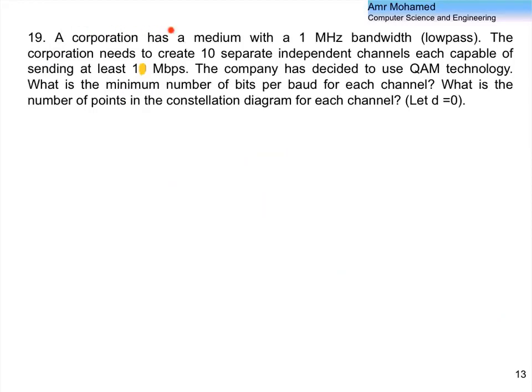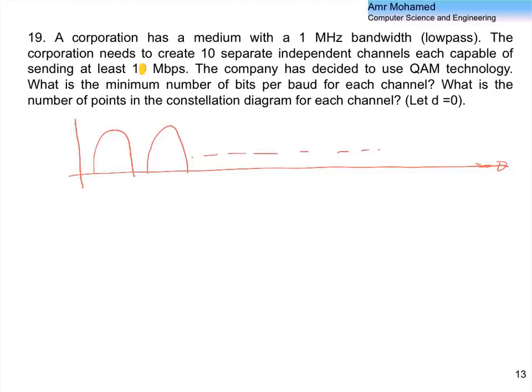We have a corporation that has a medium with 1 megahertz bandwidth. The corporation needs to create 10 separate independent channels within that bandwidth. So if we were to draw the spectrum for these 10 channels, we have 10 channels that look like this, and all of them together take 1 megahertz. So what is the bandwidth of each channel in that case?